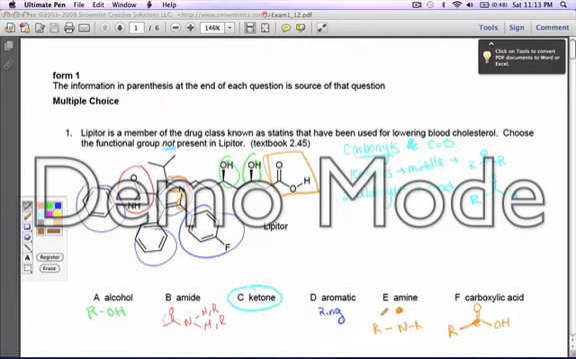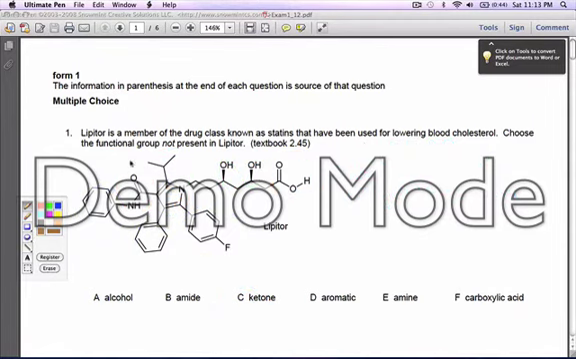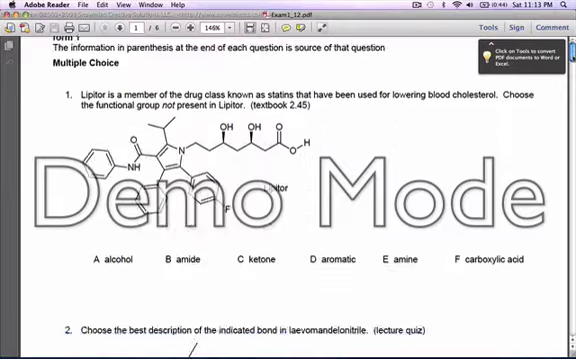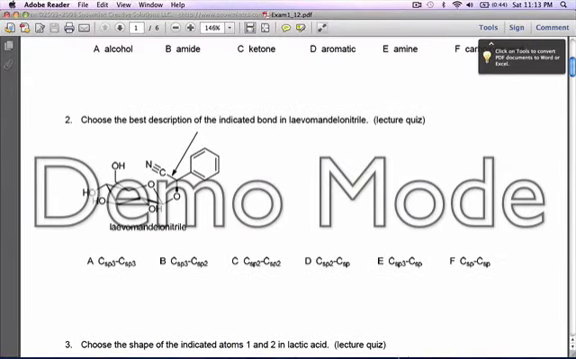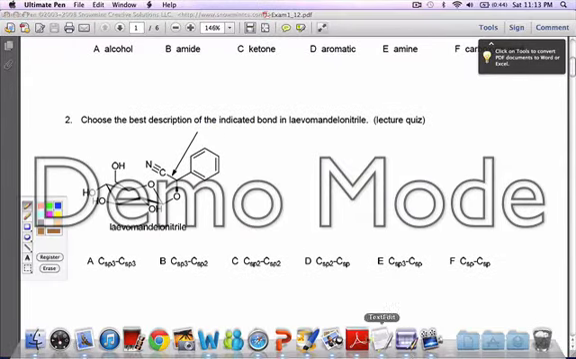Now, I highly recommend you writing the functional groups on your index card, because it's something that is most definitely going to show up on the exam, and it is something that is going to come up constantly in 321 and if you go on to 322. So let's continue and go down to question number 2.